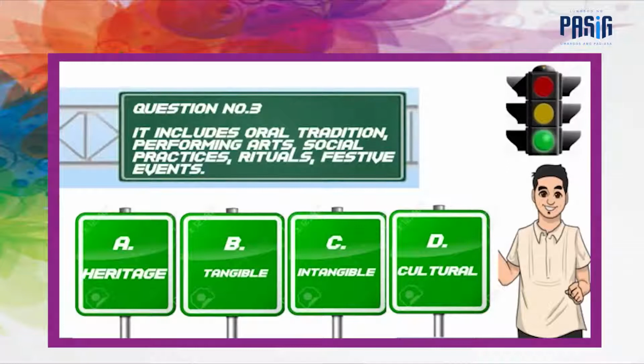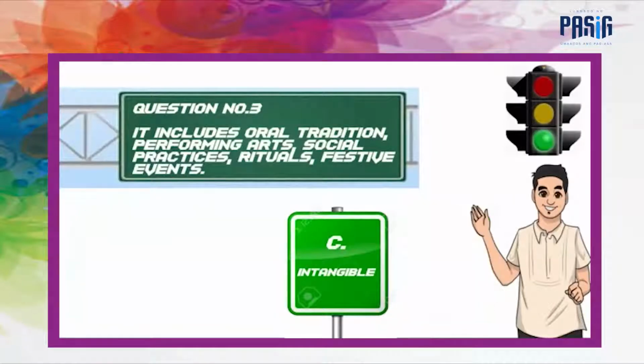Question number 3. It includes oral tradition, performing arts, social practices, rituals, festive events. The choices are A. Heritage, B. Tangible, C. Intangible, D. Cultural. The correct answer is letter C. Intangible.